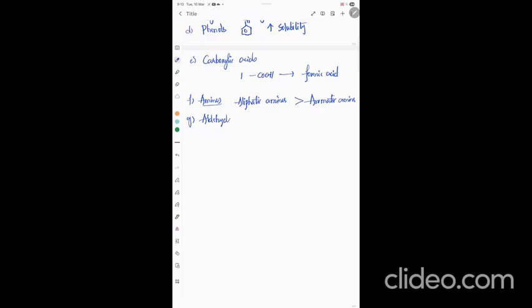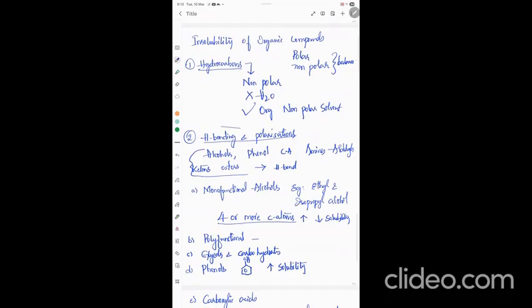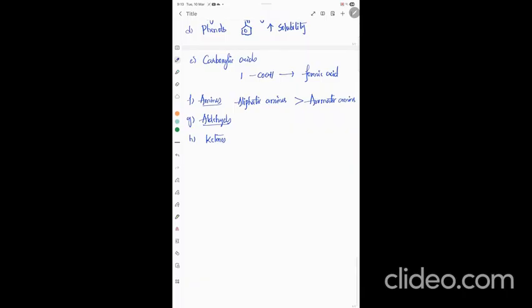Aldehydes possess considerable water solubility because of the hydrate formation. Examples include formaldehyde and chloral hydrate. And then we have the ketones. Here the most favorite example for ketone is acetone, which is completely soluble in water. This is the example for the ketone. This all comes under the second category, where the solubilization is happening because of the hydrogen bonding and the polarization.